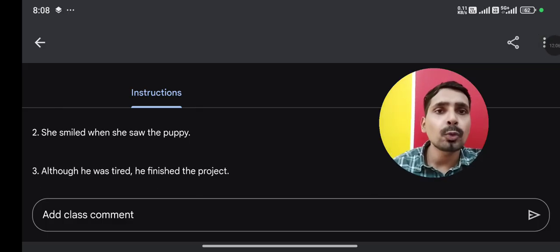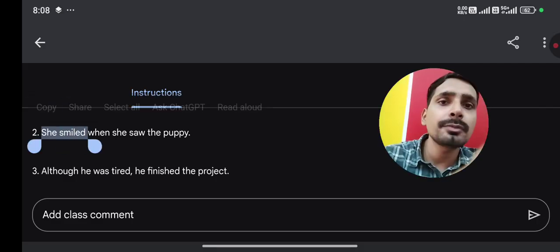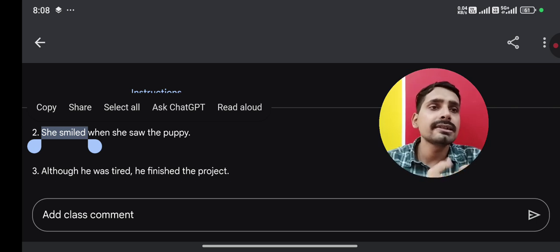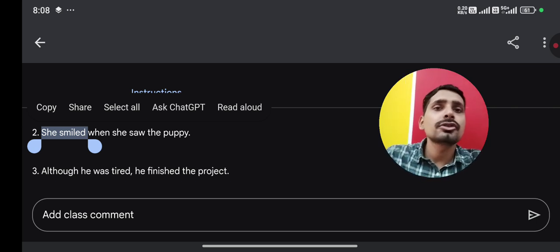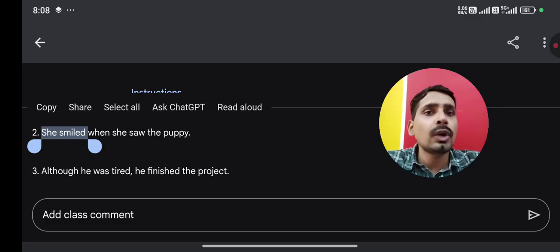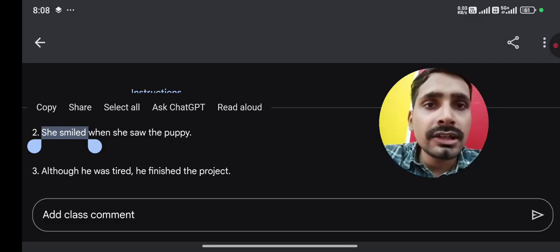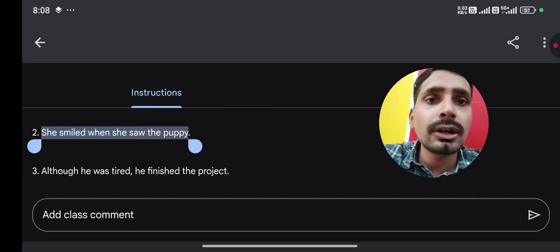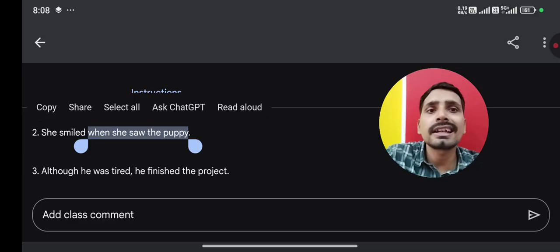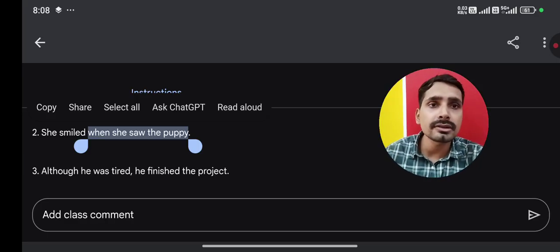She smiled when she saw the puppy. Here, "she smiled" is a perfect, complete sentence. It does not need any other sentence. She smiled, that's it. But the other part of the sentence, "when she saw the puppy," is called the subordinate clause. And this subordinate clause tells us that this sentence is which sentence? It is a complex sentence.